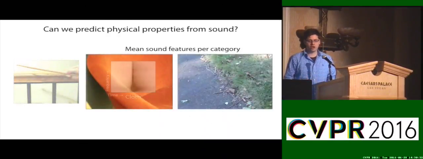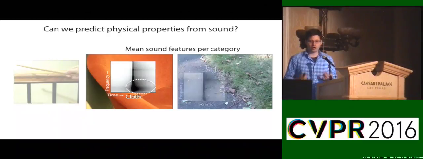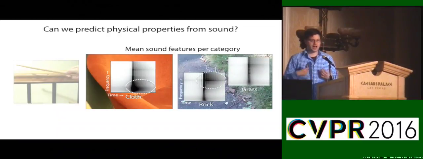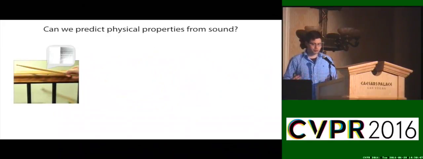And then using the sound representation, we can start to see differences between different materials. For example, the average cloth hit tends to have a lot of low frequency energy, whereas rock tends to have a lot of high frequency energy. It's a higher pitched sound. And we can make this idea more precise.